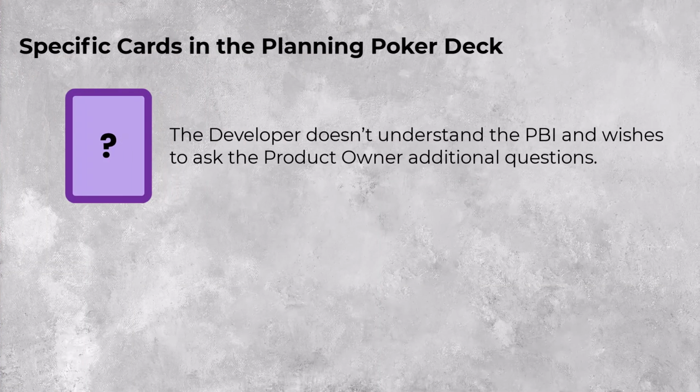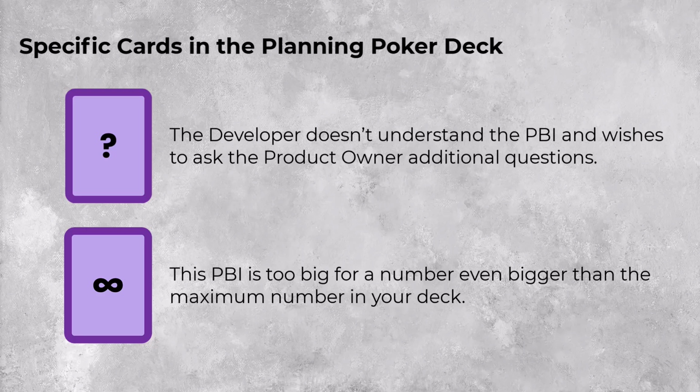Question mark. The developer doesn't understand the PBI and wishes to ask the product owner additional questions. Infinity symbol. This PBI is too big for a number, even bigger than the maximum number in your deck. It increases transparency in the estimation process.